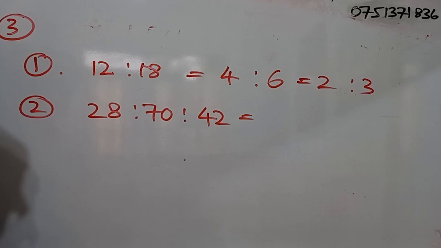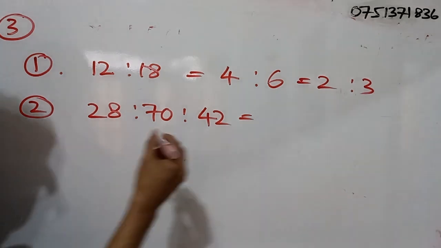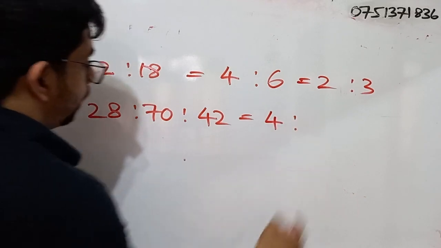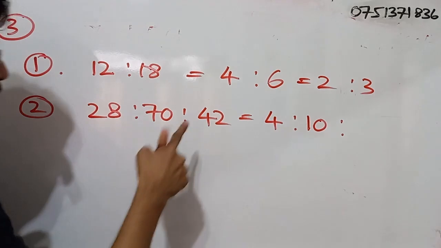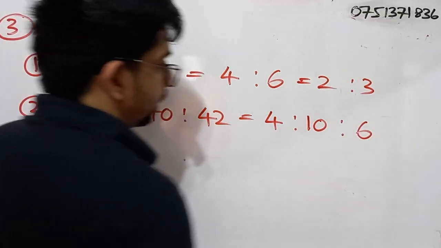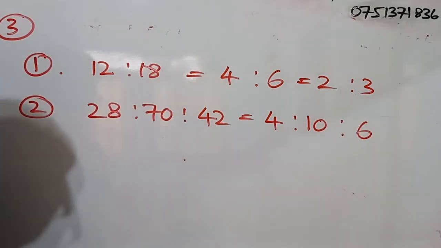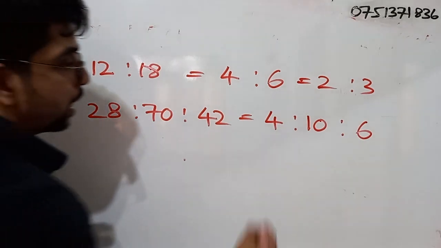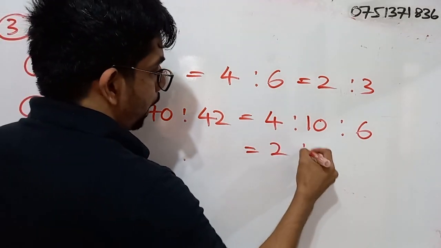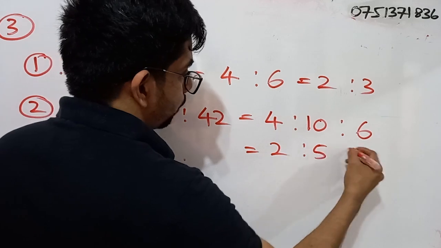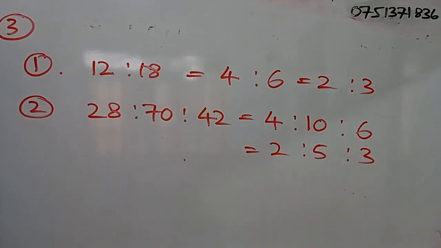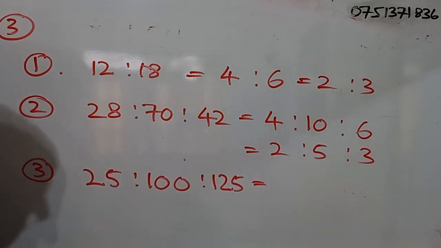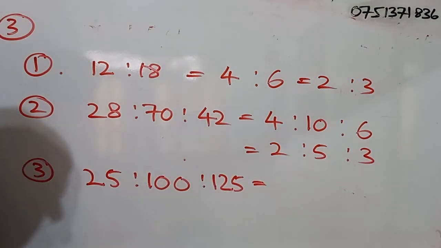So I will divide by 7. 28 divided by 7, I get a 4. 70 divided by 7, I get a 10. 42 divided by 7, I get a 6. Now I can divide each of these terms by 2. 4 divided by 2, I get a 2. 10 divided by 2, I get a 5. 6 divided by 2, I get a 3. So 2 to 5 to 3. Right. So part 3. So this ratio has 3 terms.